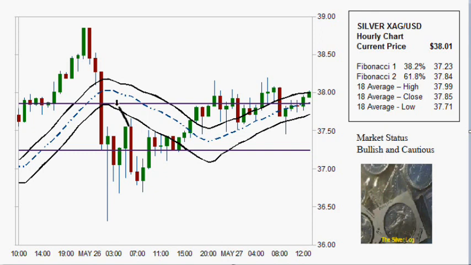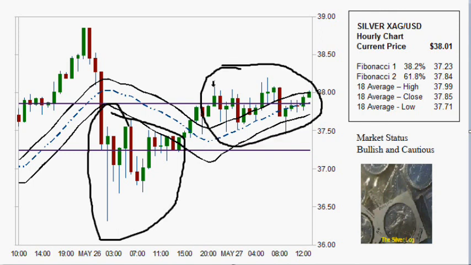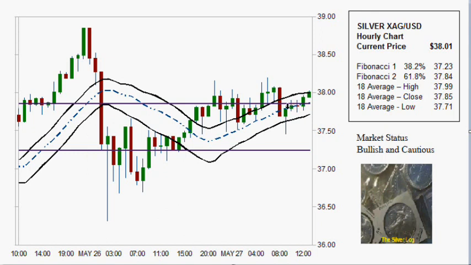Because the failed move will either be this break below here, or this move not finding resistance in here and breaking lower. So either the move that brought us below the 37.50 mark is a failure here, or this is in here. The reason why it's cautious is because it's still trading within this area. The moving average is rising. It's still trading within a little bit of an uptrend in here.